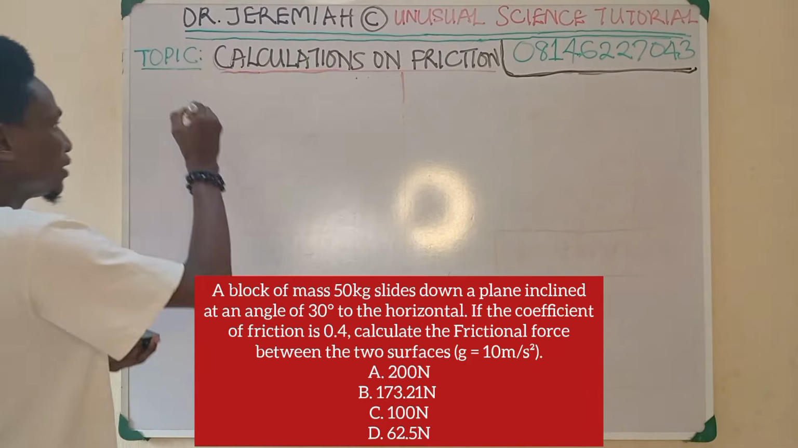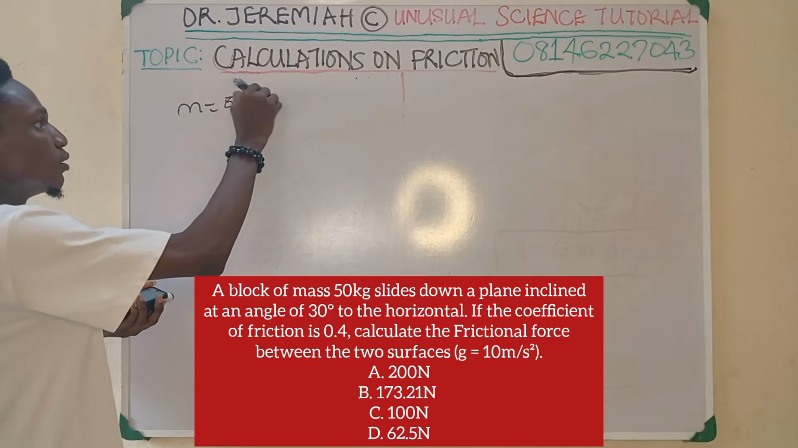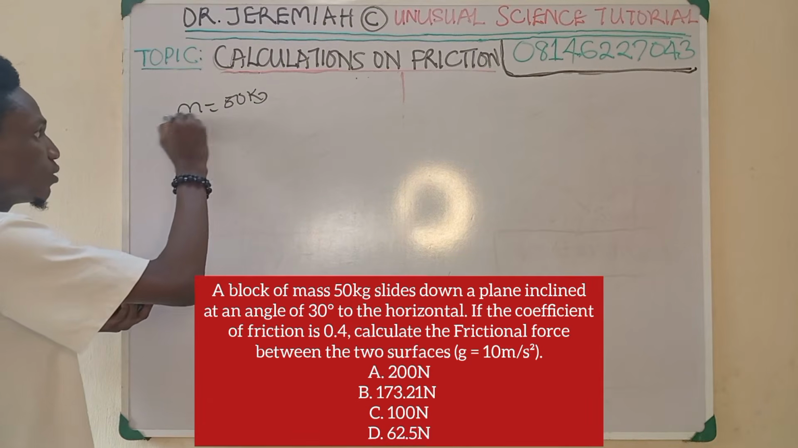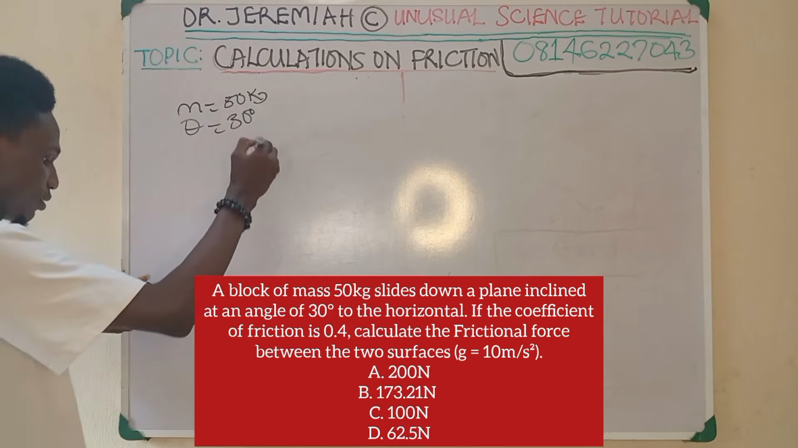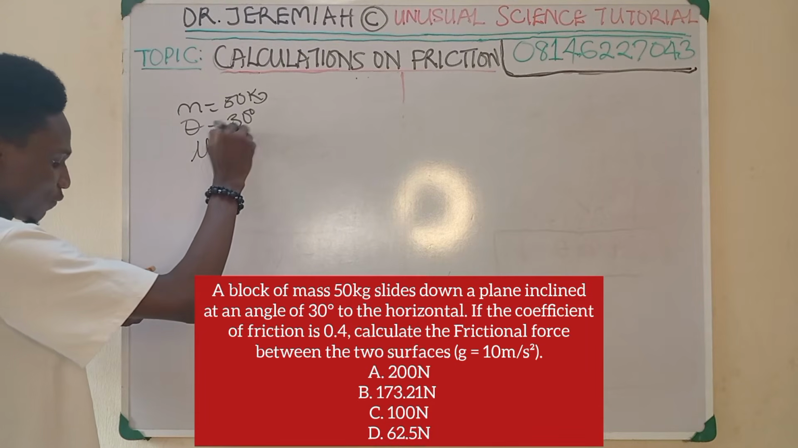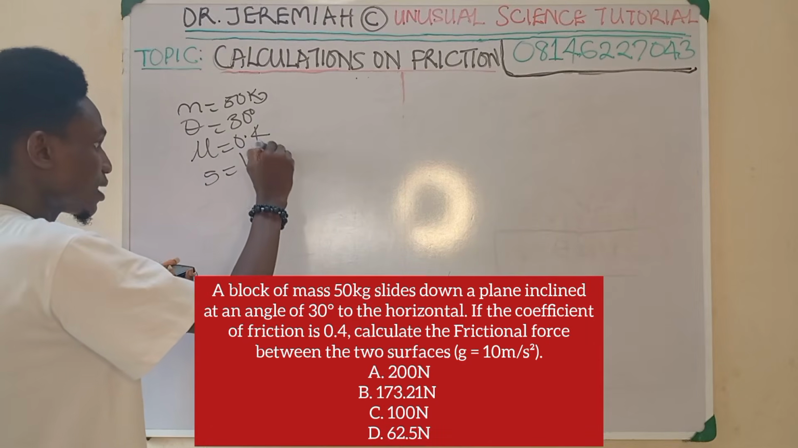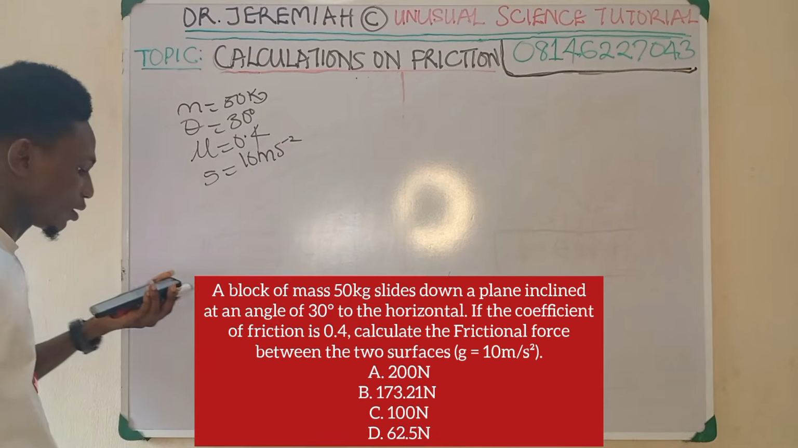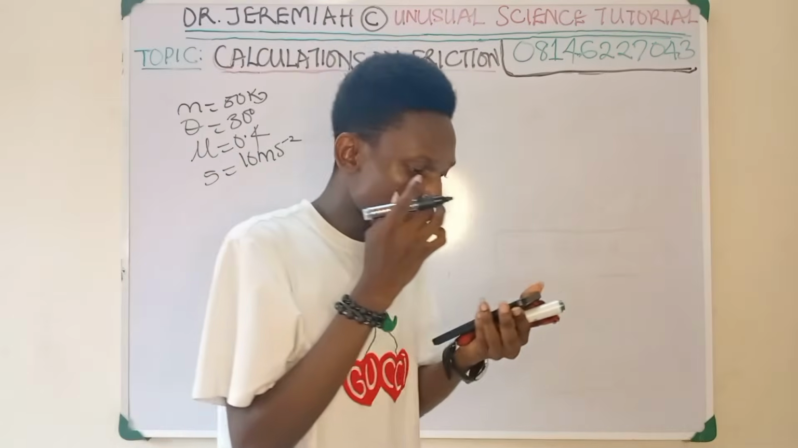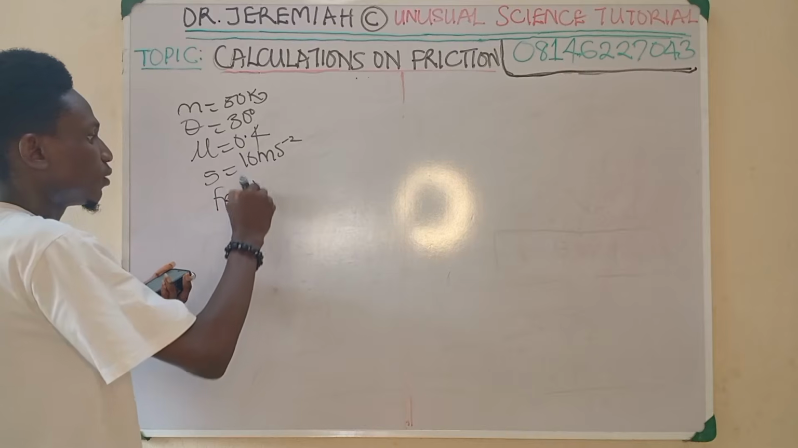Now let's draw the diagram for this. Okay, let's just write it. Mass equals 50 kg. The angle equals 30 degrees. Then the coefficient of friction mu is 0.4. Then g is 10 meters per second squared. Now they say look for the frictional force. So I'm looking for the frictional force here.